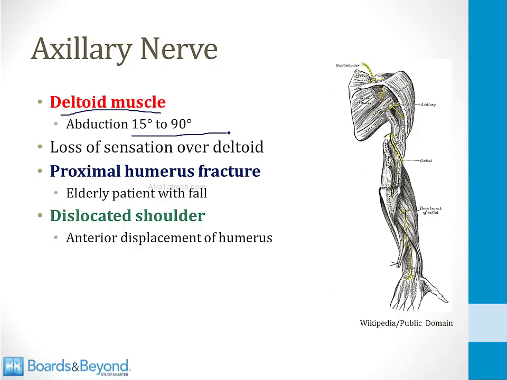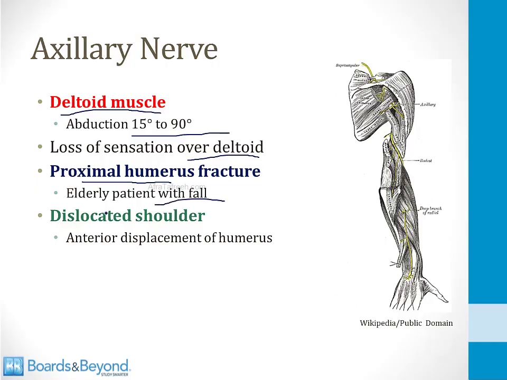In addition, the axillary nerve also provides sensation to the skin over the deltoid, so this skin will become numb in patients with an axillary nerve lesion. So ways that this nerve can be damaged involve processes that occur near the armpit. So a fracture of the proximal humerus right near the armpit can damage the axillary nerve. This can happen to an elderly patient who falls onto their shoulder.